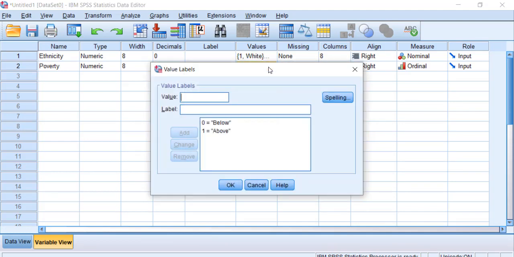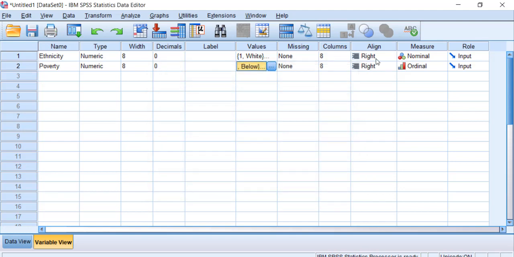In poverty, 0 indicates that an individual is below the poverty threshold. 1 indicates that an individual or their family, their household, is above the poverty threshold. On ethnicity, it's classified as nominal. We can't rank or order them. For poverty, we could rank them. Individuals who are below it are going to make less money per person in the house than individuals who are above it, so we can classify that as ordinal. Importantly, both of them are categorical in nature.